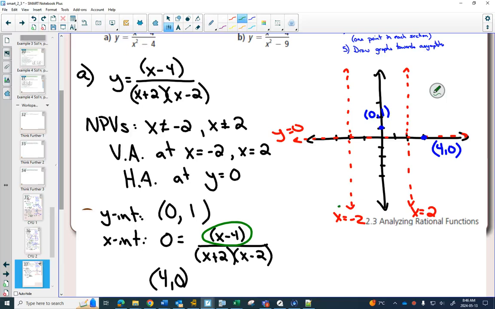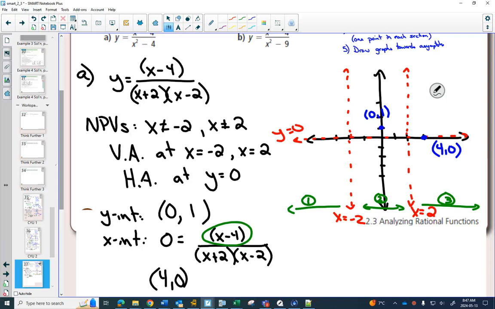So this graph has 3 sections. It has section 1, which is the section in between section 2 and section 3 over here. And we have to determine if we have enough points in each section to draw. Section 1, I have no points, so I'm going to have to find a nice point in that. Section 2, I have a point.